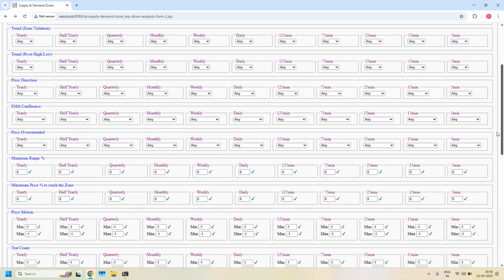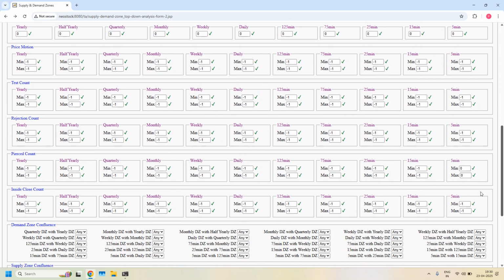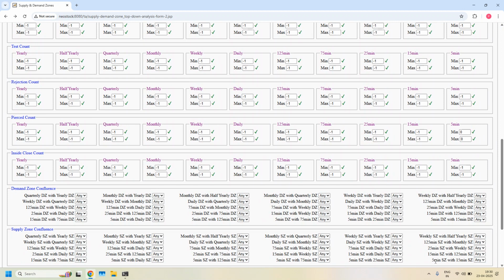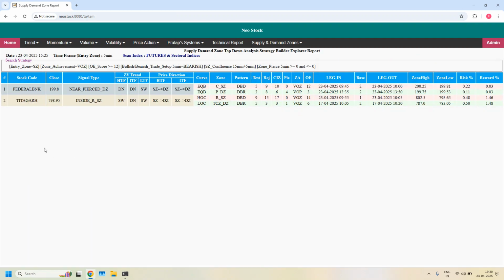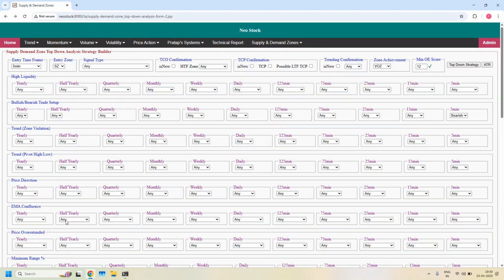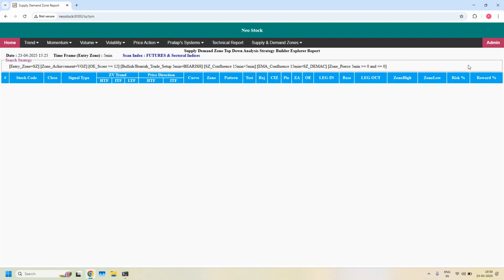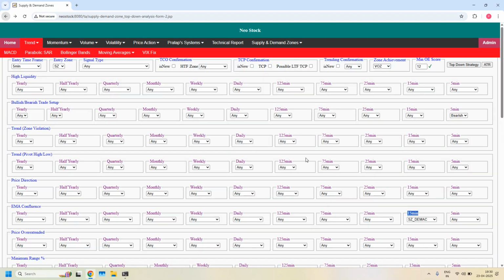That is 5 minute supply zone with 15 minute supply zone Confluence. With this filter, we got 2 stocks, both the stocks. And the 15 minutes trend is down. Let's verify whether either of these 2 stocks has a 15 minutes supply zone with daily EMA Confluence. None of them have.